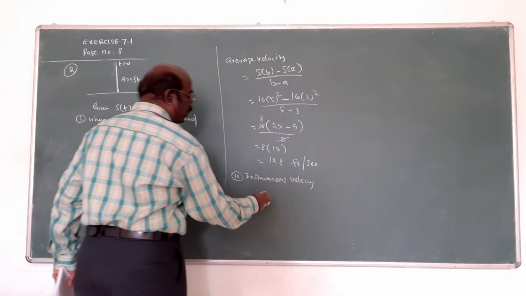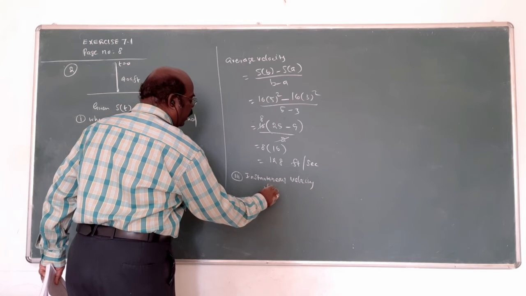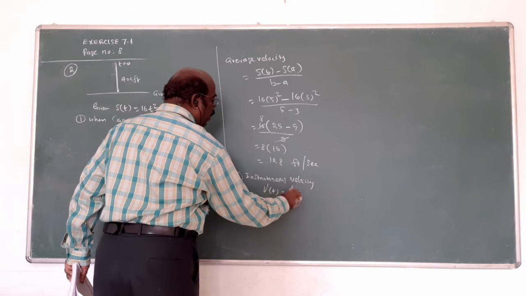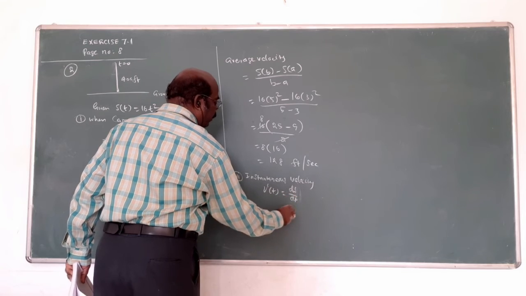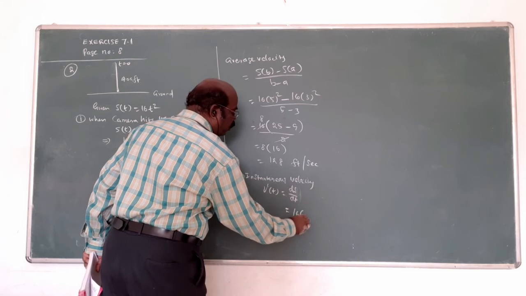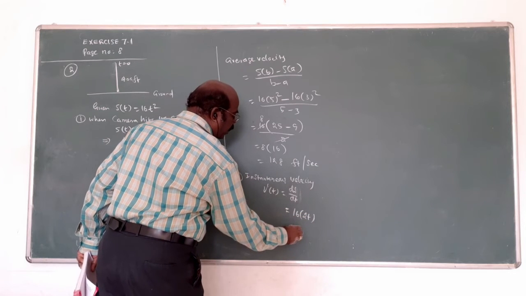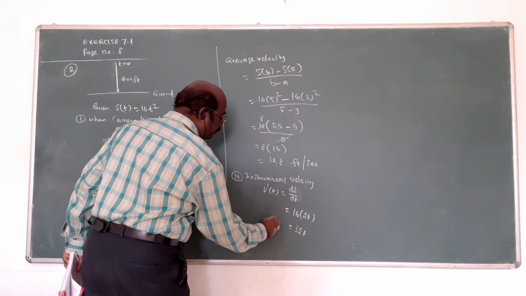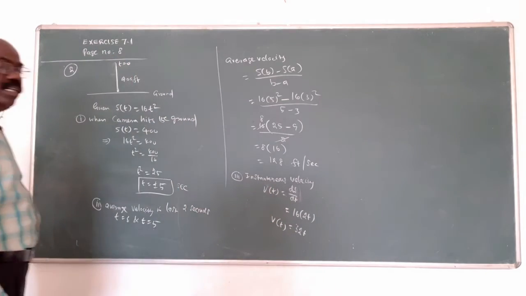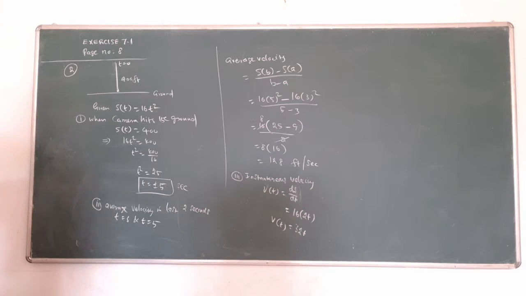velocity is what? V of t equal to dS by dt. This one is the formula. Am I right? S is 16 t square. 16 into t square derivative is 2t, so 32t is V of t. Am I right? Velocity of t is what? 32t.